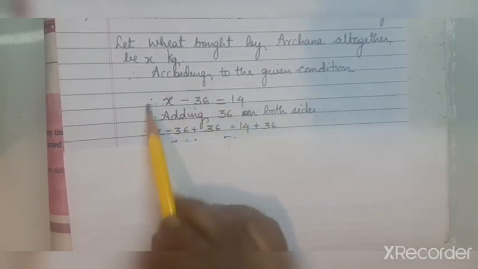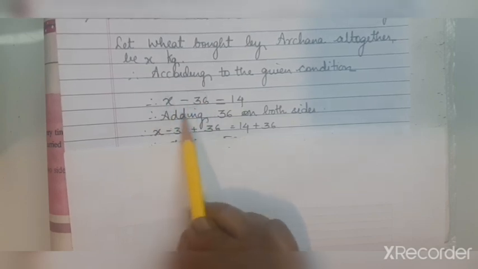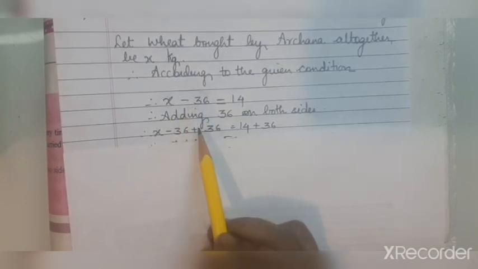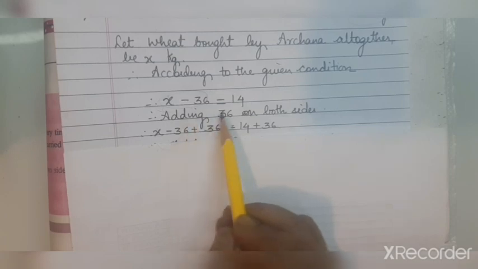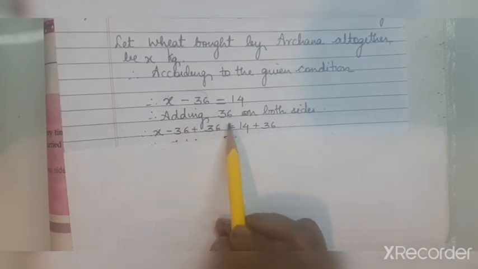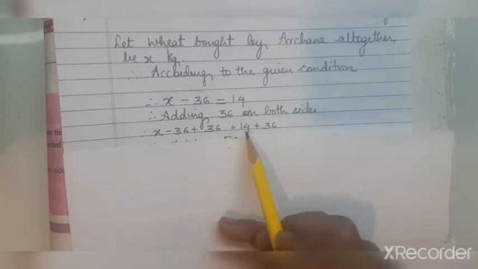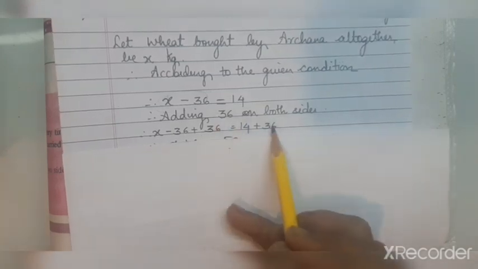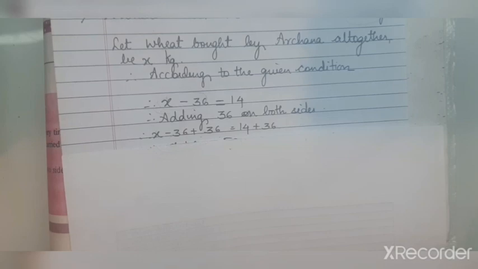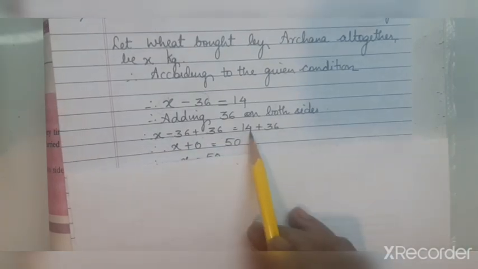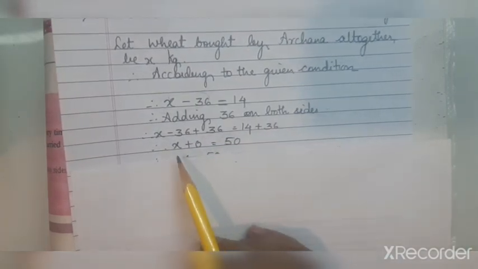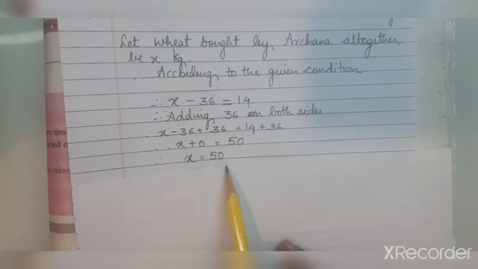First write what is given in the equation. What is in the equation? X minus 36. So write that, and then do the extra, adding 36, equal to, write what is there in the equation, 14, and then do the extra, that is plus 36. Now minus 36 plus 36 is 0, so X plus 0. 14 plus 36 is 50. So X plus 0, that is X, is equal to 50.